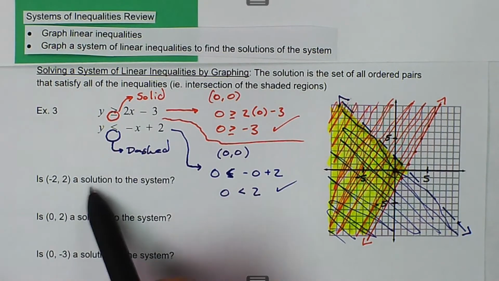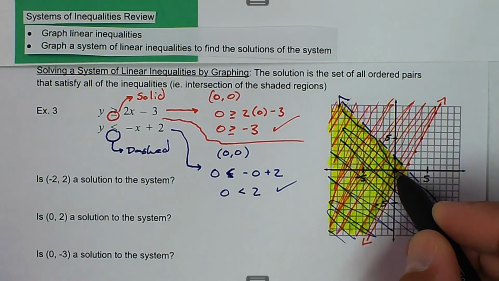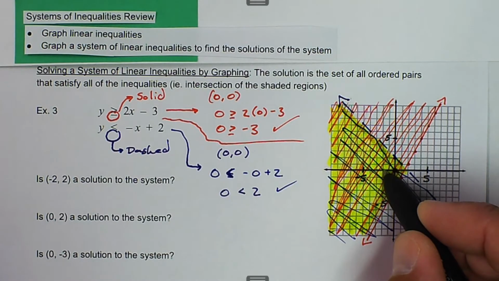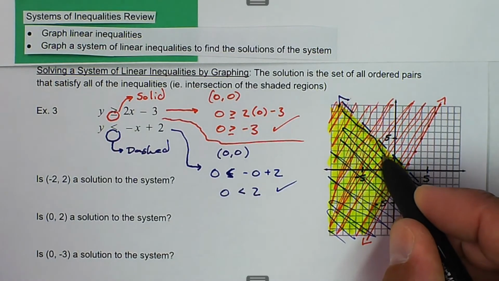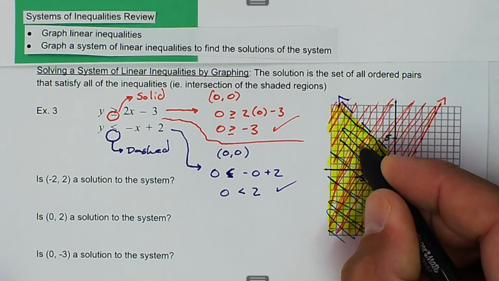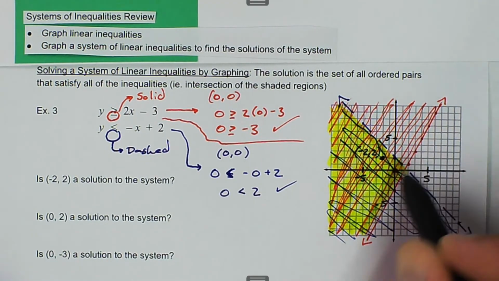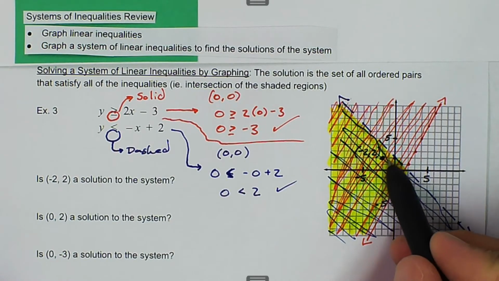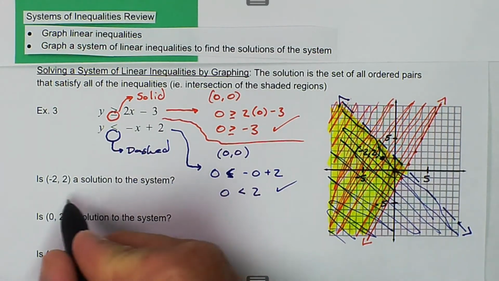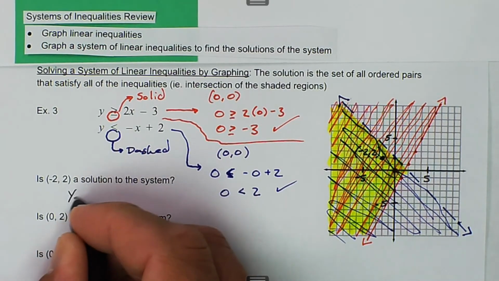Is -2, 2 a solution to the system? So if we go here and we go -2, 1, 2, all right, so we have that point there. That is -2, 2, and that is in both sections. So it's part of the blue and red. It's in that yellow region where I shaded. So is -2, 2 a solution to the system? Yes.